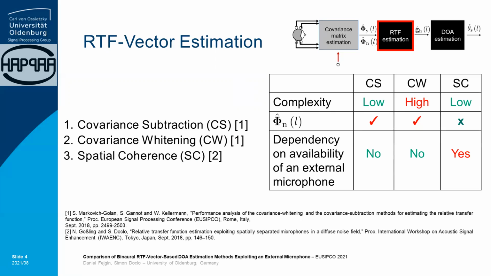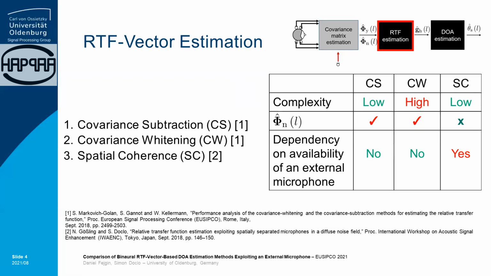The spatial coherence method, on the other side, requires an external microphone, and it also intrinsically assumes a low coherence between the noise components in the external microphone signal and the noise components in the head-mounted microphone signals. And for a diffuse noise field where the distance between the external microphone and the head-mounted microphones is rather large, this assumption holds quite well.